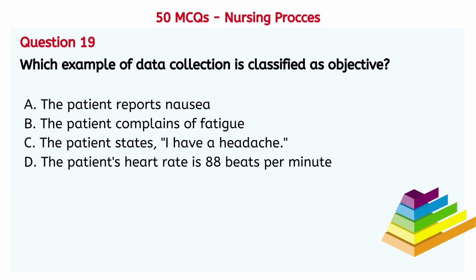Question 19. Which example of data collection is classified as objective? The options are: A. The patient reports nausea. B. The patient complains of fatigue. C. The patient states, "I have a headache." D. The patient's heart rate is 88 beats per minute.